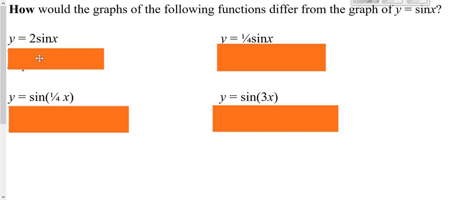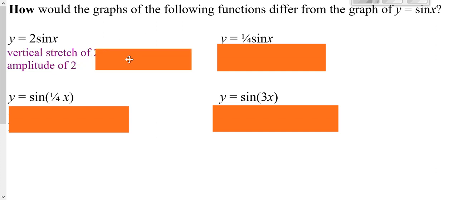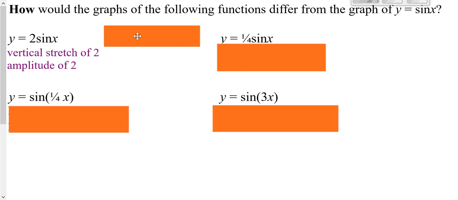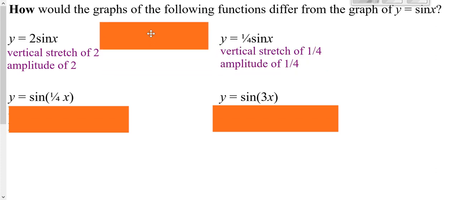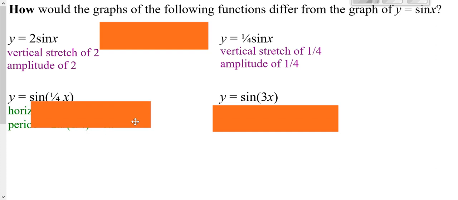So here, this means we would have a vertical stretch of 2. We would call that 2 an amplitude of 2 because your sine function would then go 2 above the x-axis and 2 below your x-axis. This one here is a 1/4, so it would have a vertical stretch of 1/4 and it would have an amplitude of 1/4. Amplitude is always positive. The number in front can be negative, and that would just reflect your graph over the x-axis, flip it upside down.